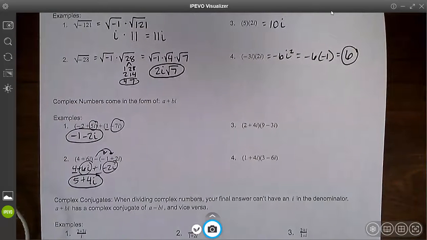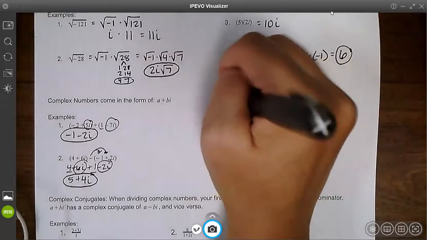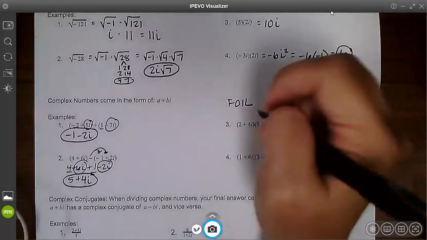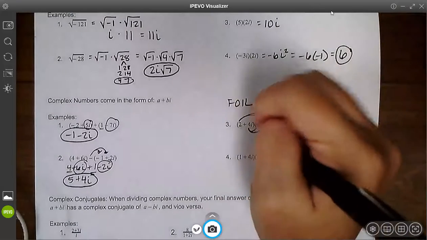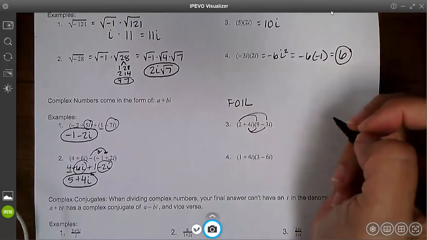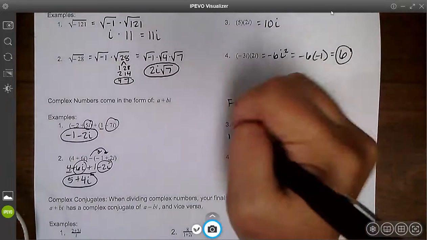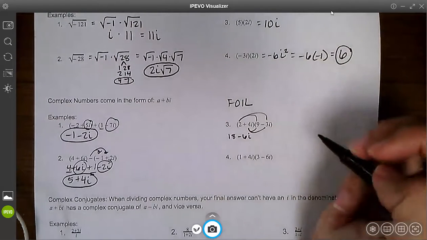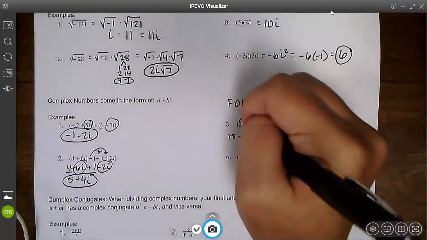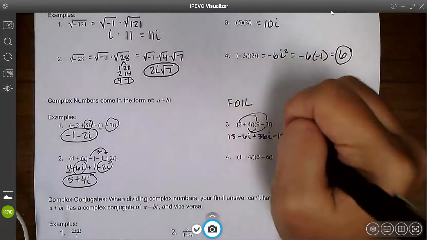Multiplying, you have to FOIL it out. So FOIL: first, outer, inner, last. Hopefully you remember that. So we take the 2 into both pieces here and the 4i into both pieces. 2 times 9 is 18. 2 times negative 3 is negative 6i. 4i times 9 is 36i. And 4i times negative 3i is negative 12i squared.